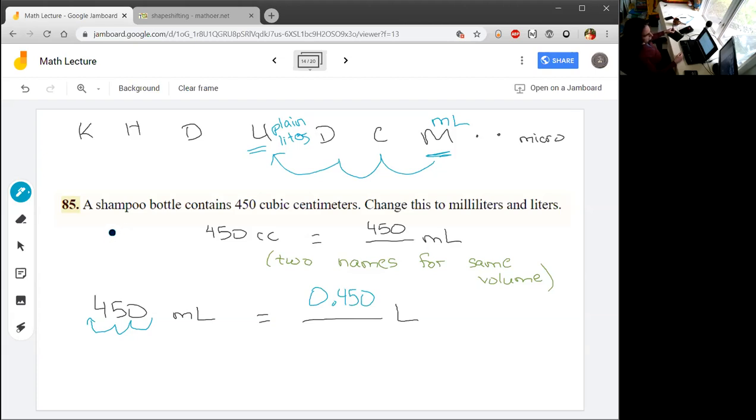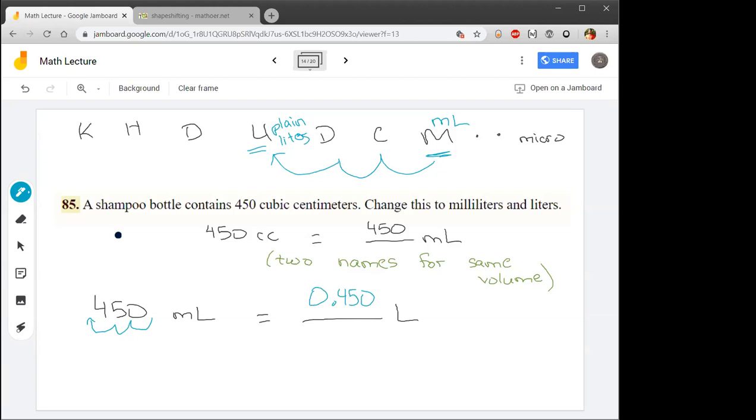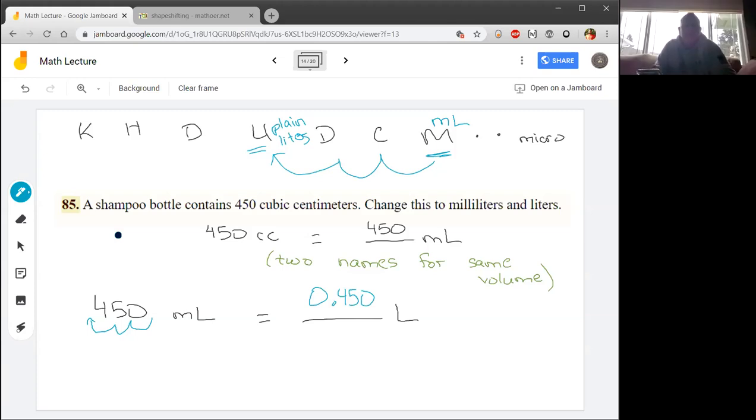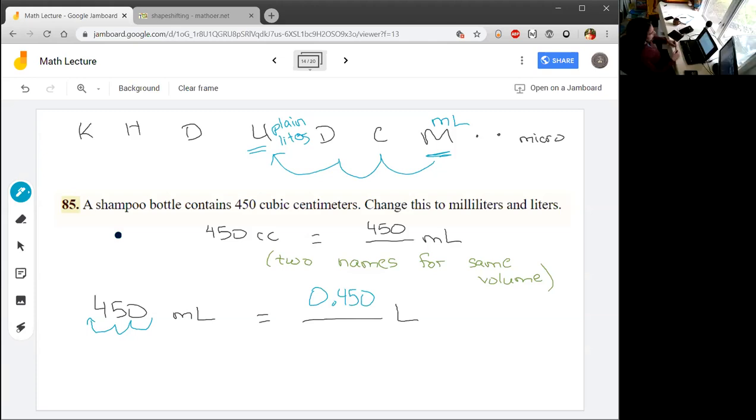Questions on any of that? So cubic centimeters and milliliters, are those the only ones that are going to have the same names? Those are the only ones that people have two names for the same units. Okay. And it's not millimeters, it's milliliters. Yeah, milliliters. Oh, sorry, that's what I meant.